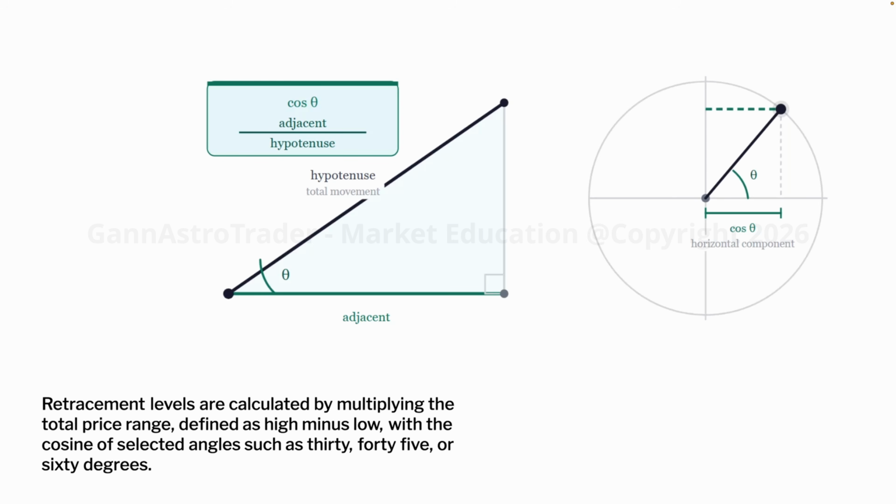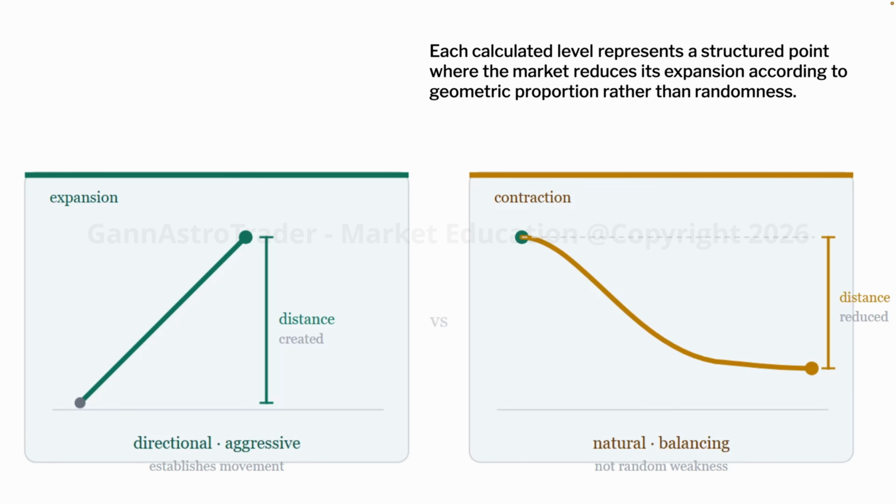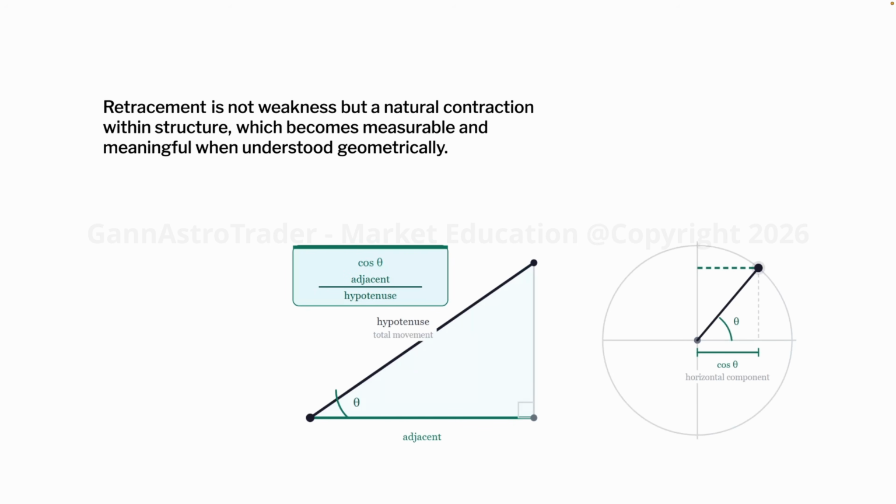We begin with the total range, which is the difference between the high and the low. This range represents the full movement of price. We then multiply that range by the cosine of a selected angle, such as 30, 45, or 60 degrees. Each calculated level represents a point where the market may reduce its expansion in a structured way, not randomly, but according to geometric proportion.